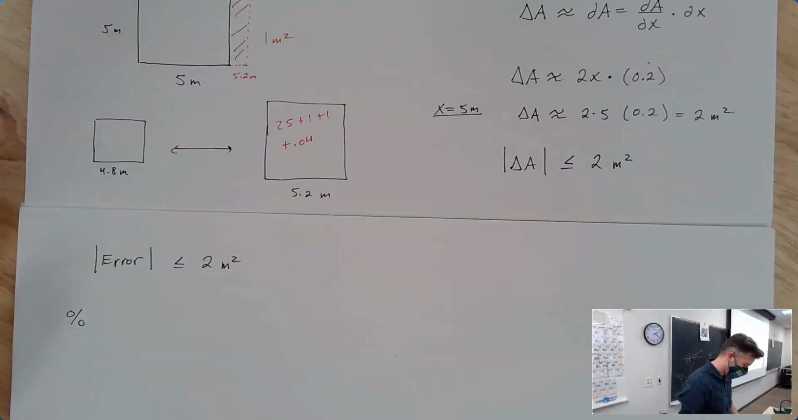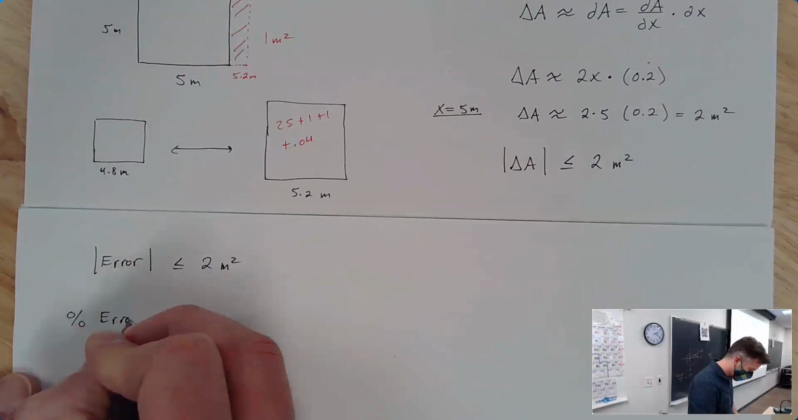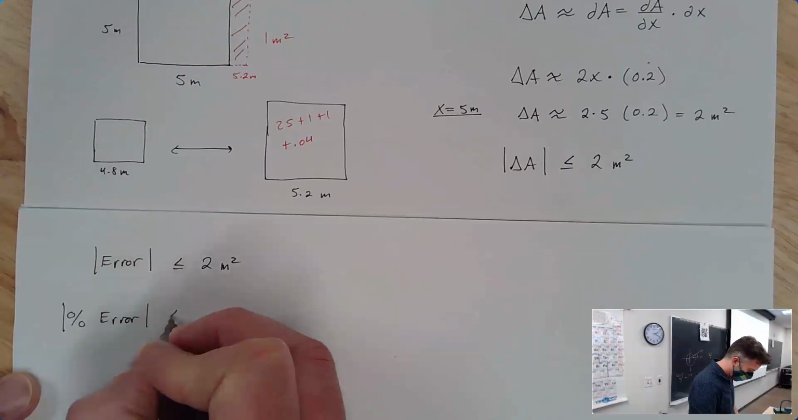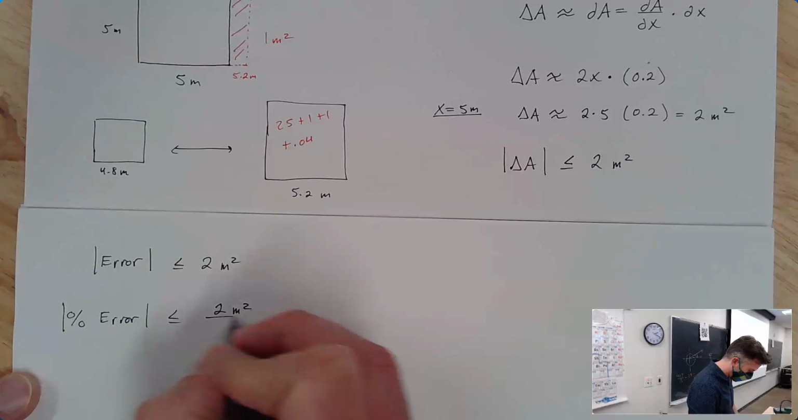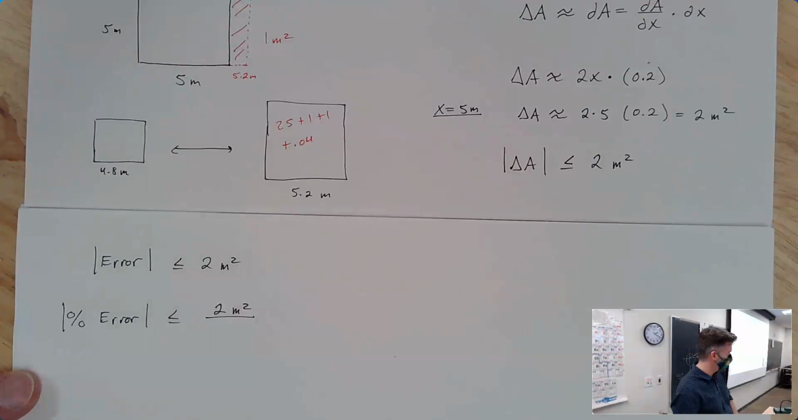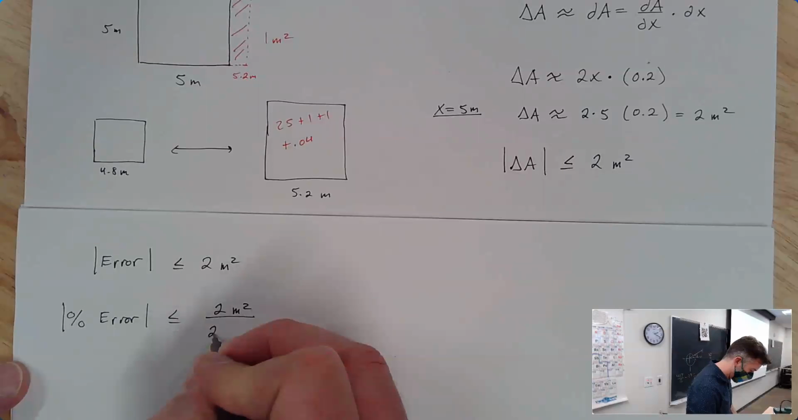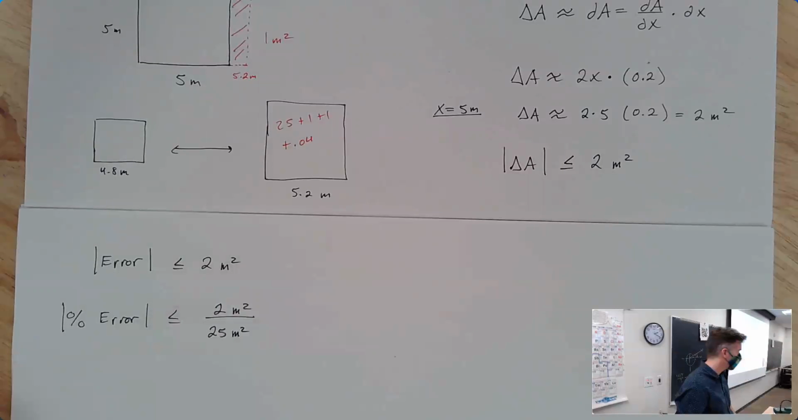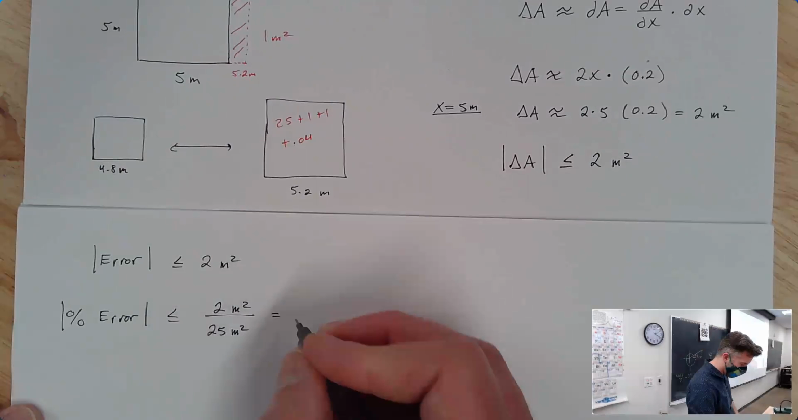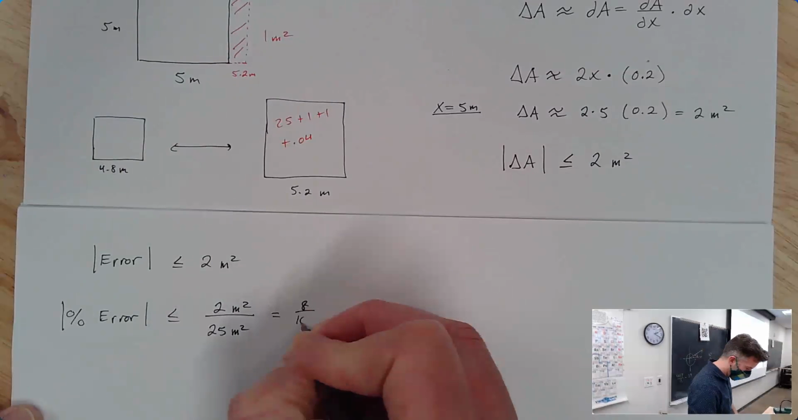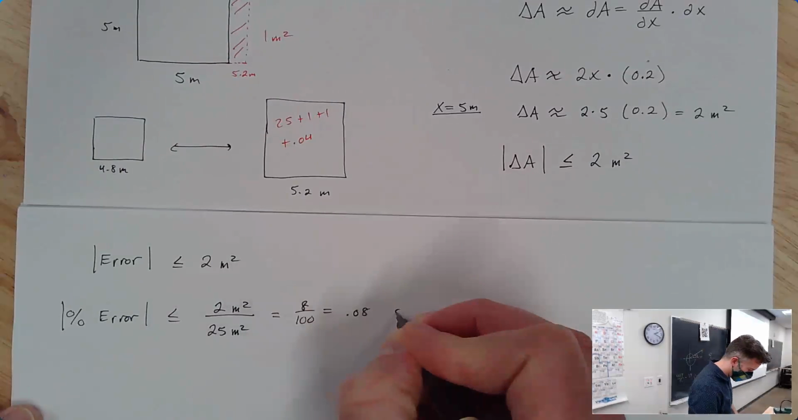The percentage error is less than or equal to 2 square meters divided by the total area, which is going to be how much? 25 square meters. Then we usually multiply by 100 to make it a percent. 2 over 25 here is going to be 8 over 100, which is 0.08 or 8%.